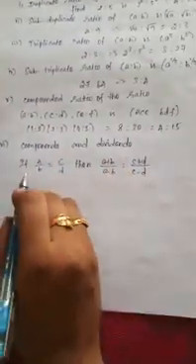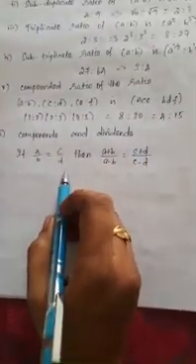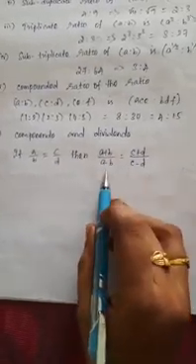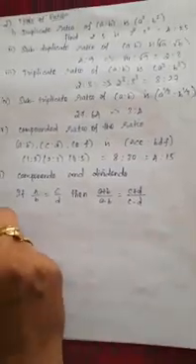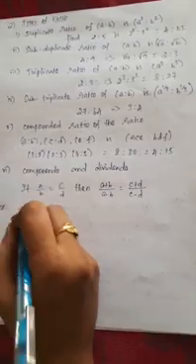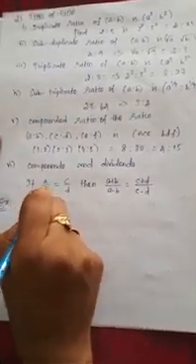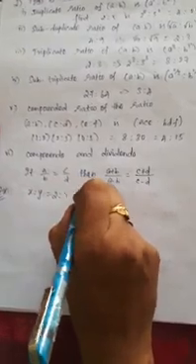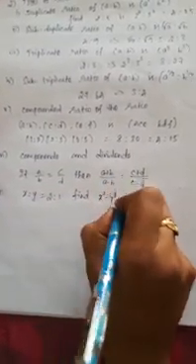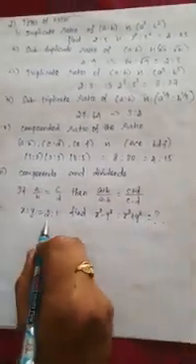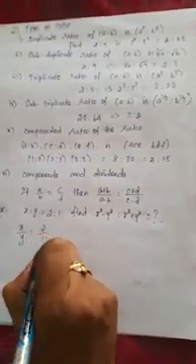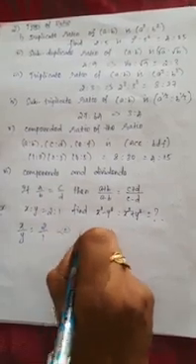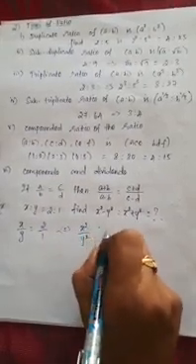Componendo and dividendo rule. If A divides B is equal to C divides D, then A plus B by A minus B is equal to C plus D by C minus D. For example, x is to y is equal to 2 is to 1. Find x square minus y square is to x square plus y square. Given x is to y is equal to 2 is to 1, this is x by y is equal to 2 by 1. Squaring on both sides, we get x square by y square is equal to 4 by 1.